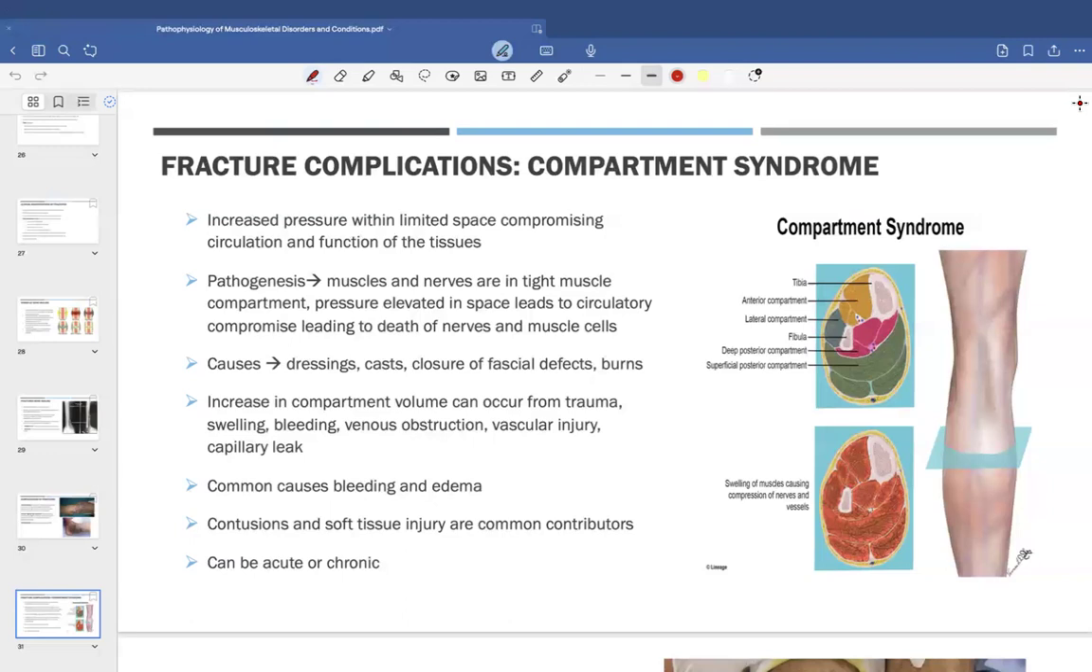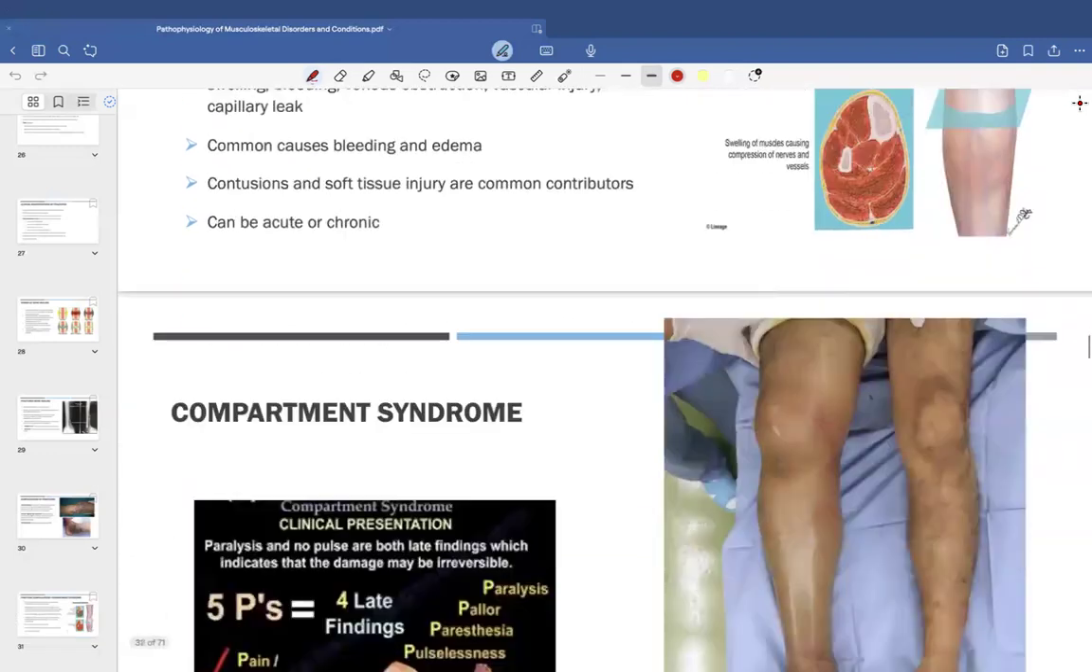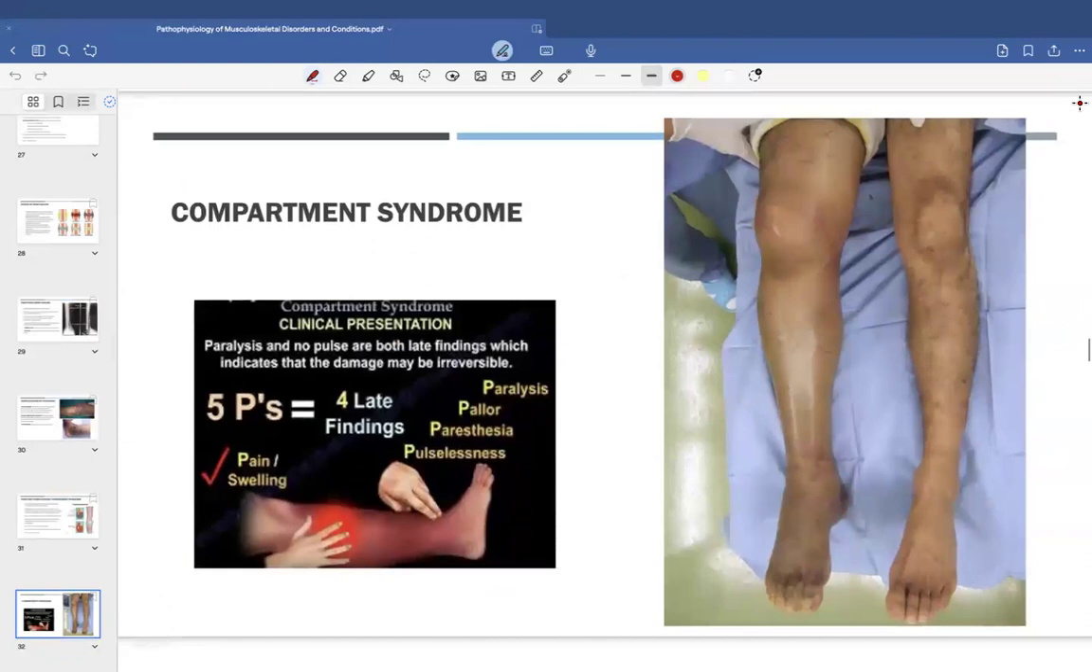Right, your 5 Ps with 4 being late findings. When you start to get paralysis, pulselessness, pallor, and paresthesias, those are the bad 4 Ps. Pain is going to occur with the injury, but it's those 4 Ps that are your ominous signs. You see fracture blisters, you're on the verge of compartment syndrome, and you need to check those pressures.